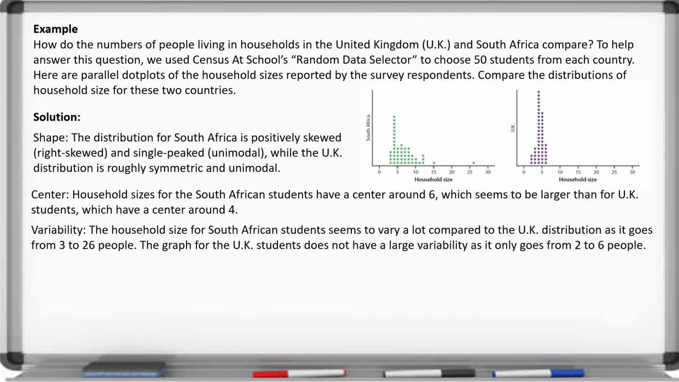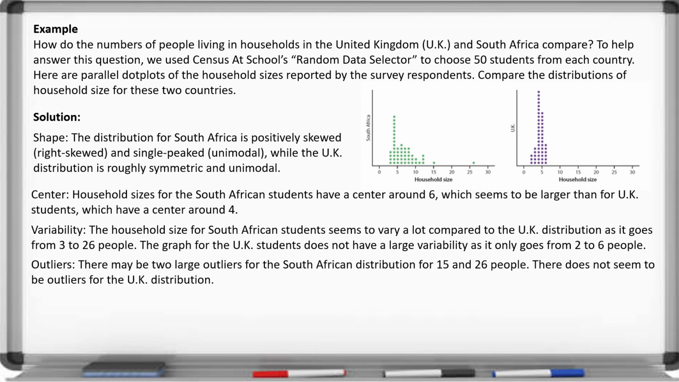If you look at the variability, or the spread in the data, it's clear that the South Africa distribution is more spread out than the UK distribution because of those extreme values on the right side, the 15 and the 26. It goes from 3 to 26 for the South Africa graph, so it's pretty extreme as far as the spread. Whereas the UK only starts from 2 people and ends at 6 people, so it's not very spread out. If you look at the outliers, the South African distribution seemed to be skewed right partly because of those outliers at 15 and 26. For the UK, it's symmetric. There doesn't seem to be any outliers.